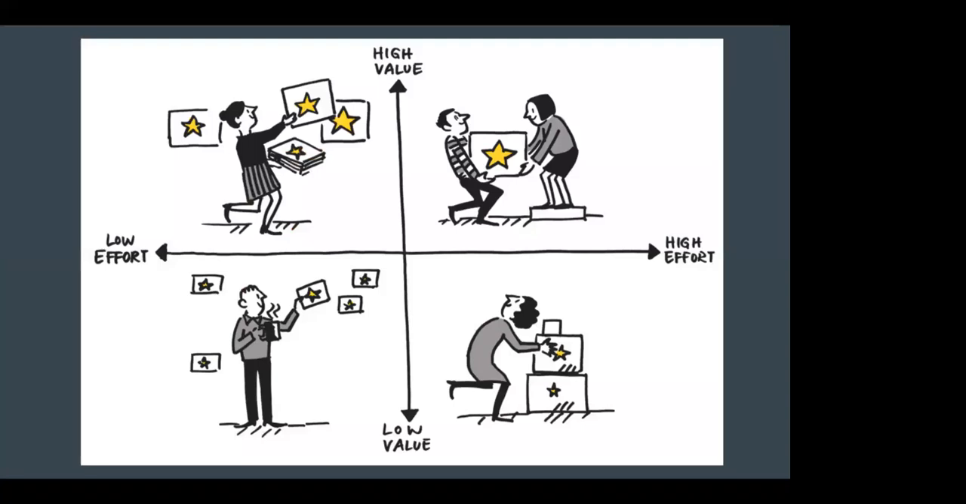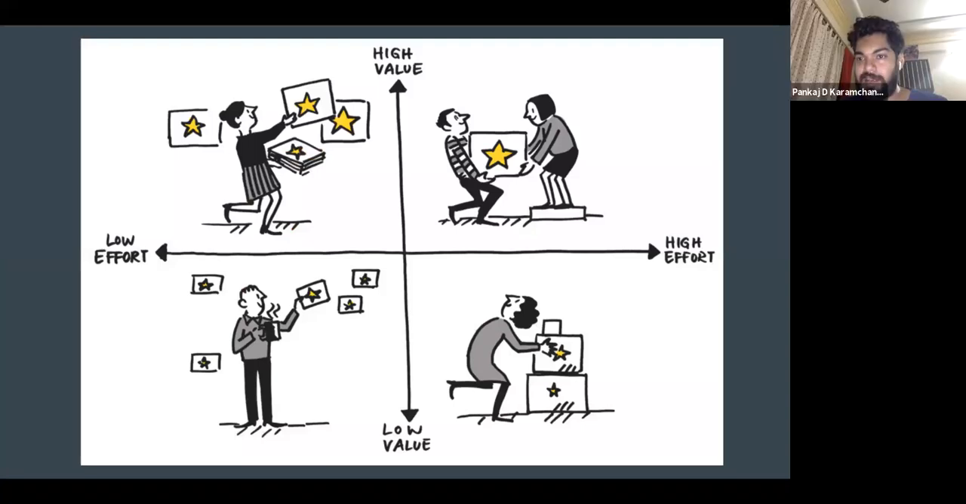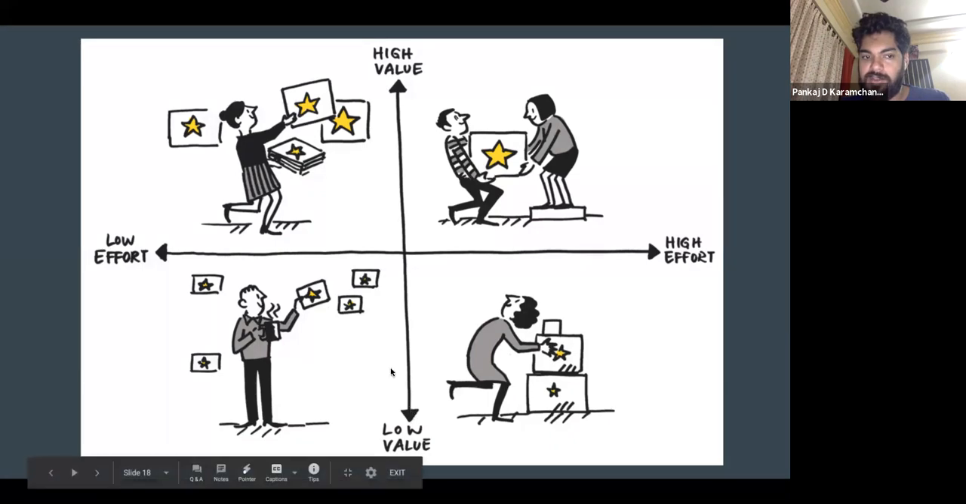This is another prioritization technique. It's called lean. It's very easy to use and it's very effective also. So how it works is you figure out what are your high value items or low value items and how much effort they're going to take.